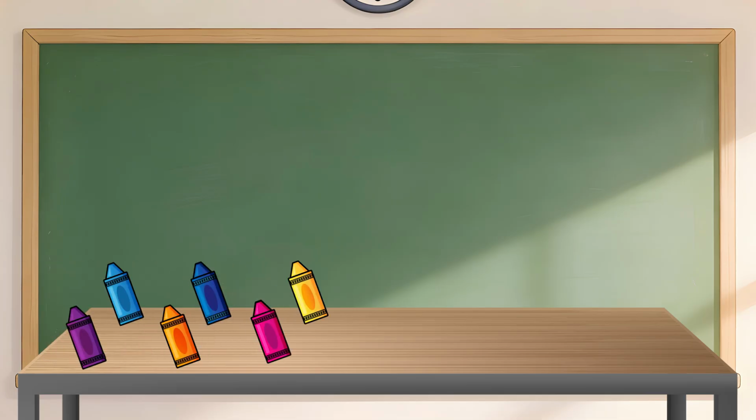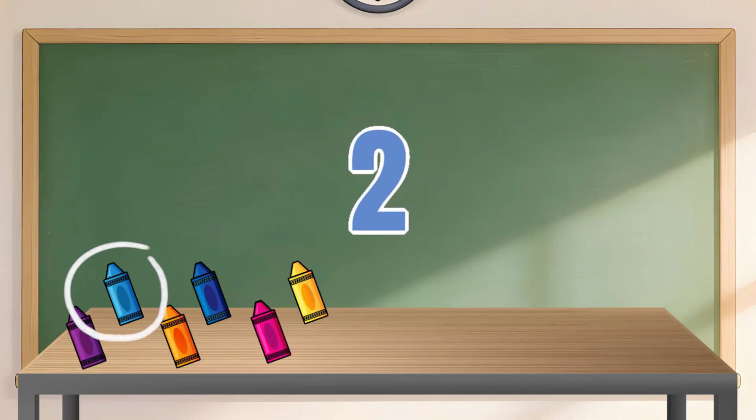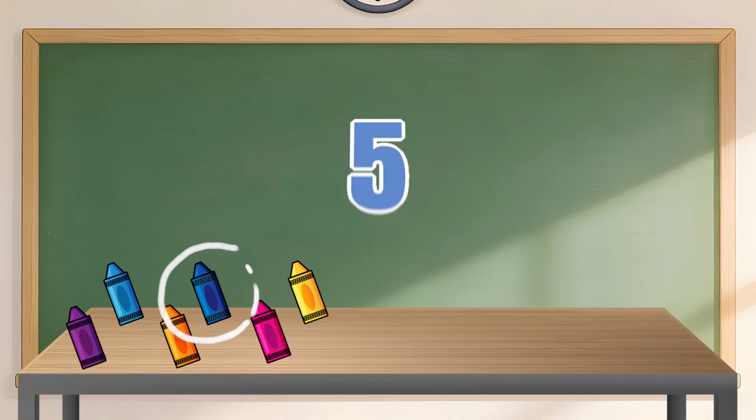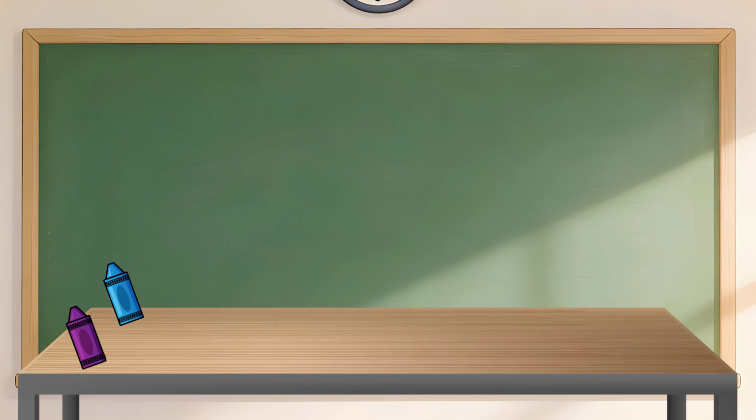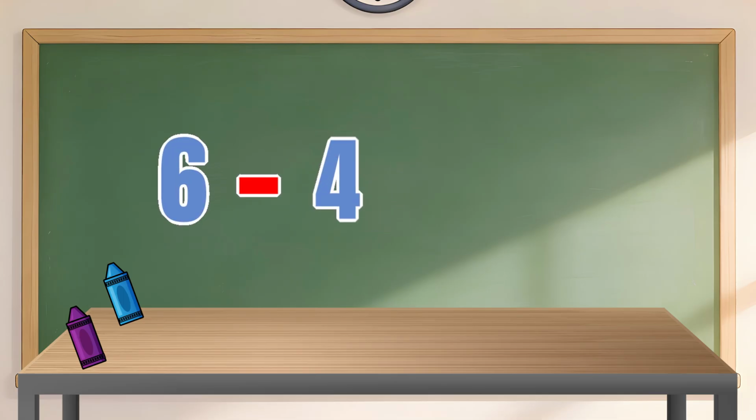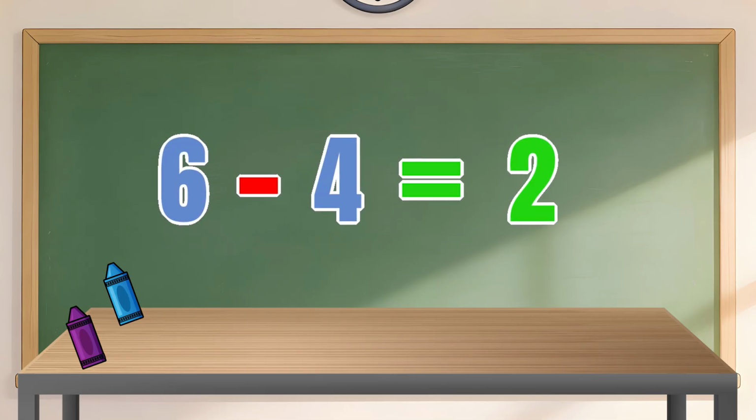You have some crayons on your desk. Let's count them. 1, 2, 3, 4, 5, 6. We have 6 crayons. Now, you give 4 crayons to your friend. How many crayons do you have left? Let's count. 1, 2. You have 2 crayons left. That's 6 minus 4 equals 2. You're getting it. Wonderful job.